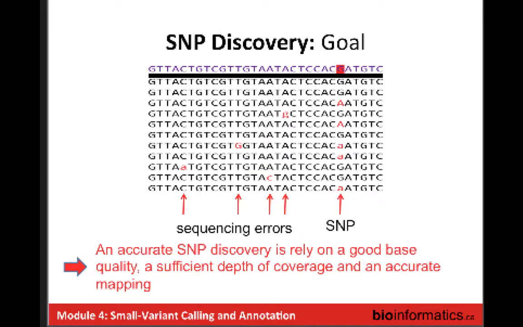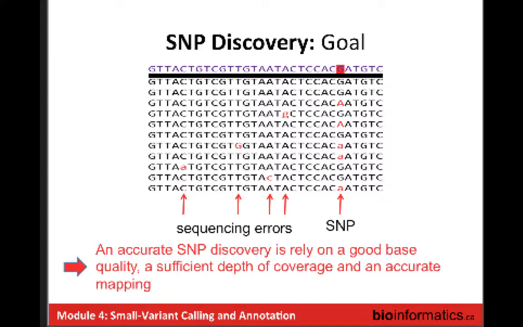So what is the goal of SNP discovery? It's to tell the difference between positions where we have a SNP and positions where we have a sequencing error. As you can see, the main parameters that will let you tell a sequencing error from a SNP are a good base quality, to lower the number of sequencing errors, but also a sufficient depth of coverage.